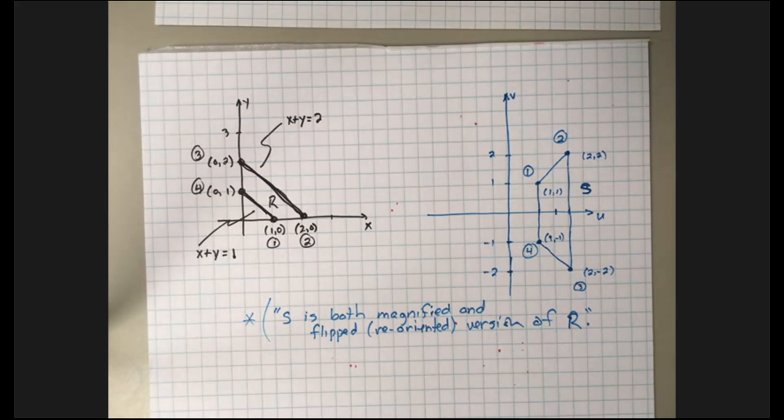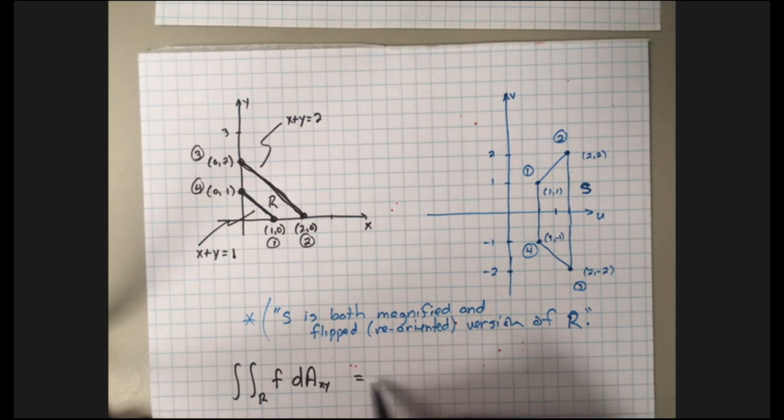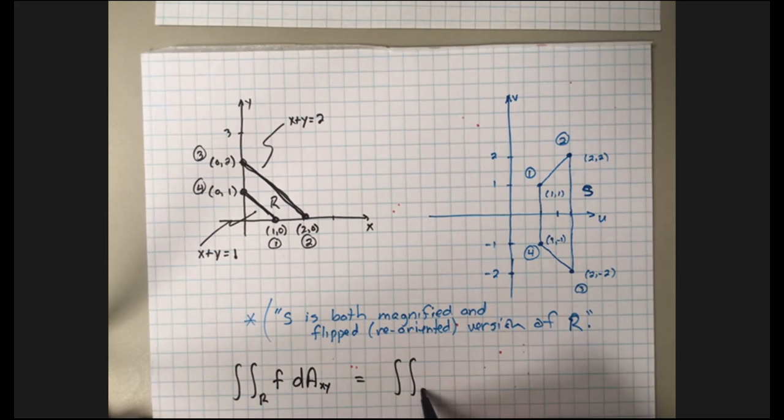So we write the integrals, the double integral over R of this function with respect to area in the XY plane is going to be transformed into a double integral over S of this transformed function with respect to the area in the UV plane. But it's not simply changing the names of the letters and rewriting the limits. I have to also insert the absolute value of the Jacobian of this transformation.